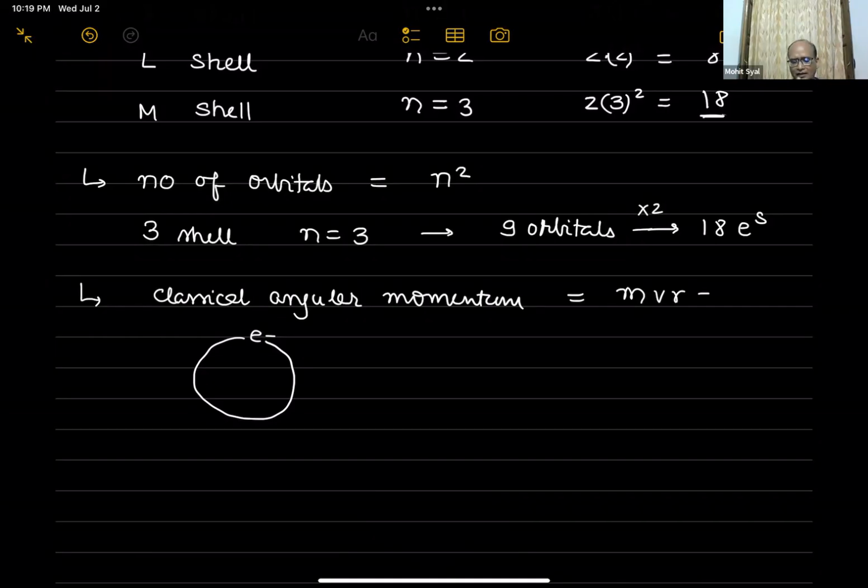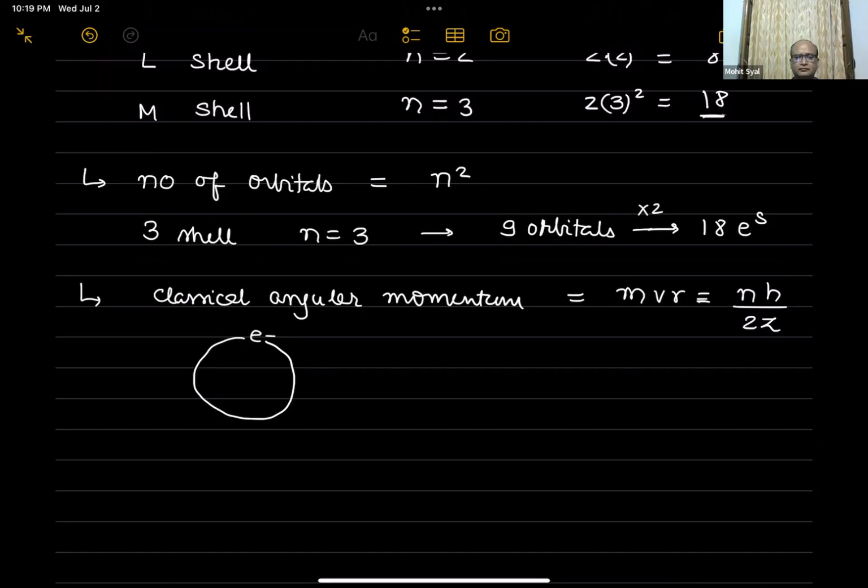And what will be the value of this classical angular momentum? From where will you get all these values? This was discussed in the Bohr model: the classical angular momentum, by considering the electron to be a particle, was equal to nh upon 2 pi.